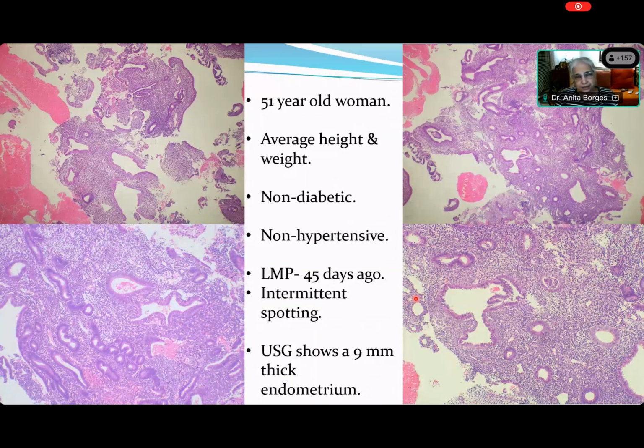Now I'm going to show you a case, and I want you to tell me what you think about this endometrium. Here is a 51-year-old woman, average height and weight. She's non-diabetic, non-hypertensive. She had a last menstrual period 45 days ago, and she had intermittent spotting in between full-fledged bleeding. The ultrasound showed a 9 mm thick endometrium. Now one of you will have to describe to me quickly what you think you will call this endometrium.